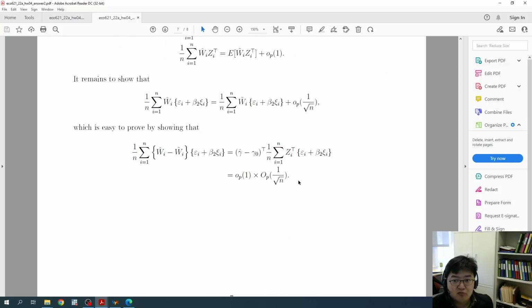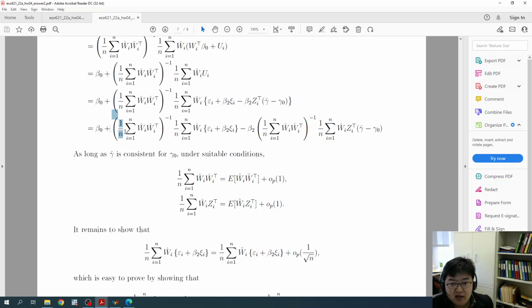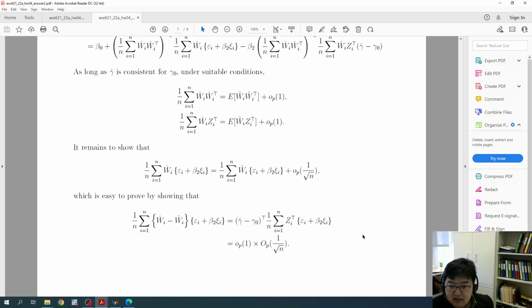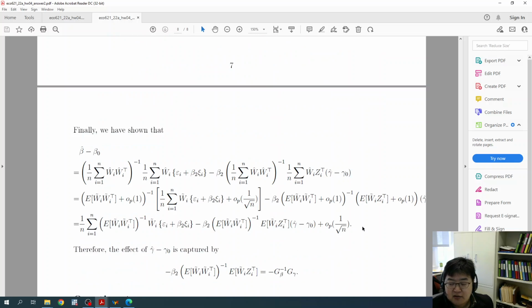And then combining all the results, remember this formula. Beta hat minus beta 0 equals these complicated terms, and we copy them. This is what we have. And we know this converges to this plus small o_p(1), and this converges to this plus small o_p(1) over square root n. This converges to this plus small o_p(1), and this converges to this plus small o_p(1). So plug in everything, and in the end, what we have is a very nice result.